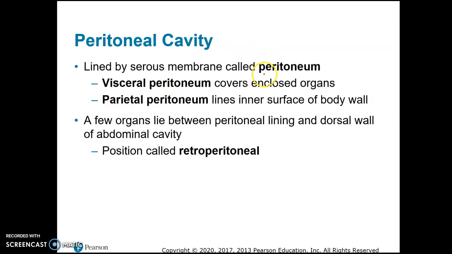So the peritoneum contains the visceral peritoneum, which covers the abdominal organs, like it contacts the surface of the liver and the intestines and the stomach. And the parietal peritoneum lies against the abdominal body wall.